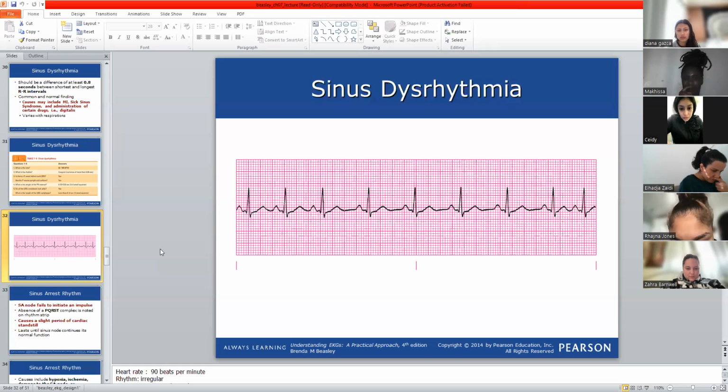All the QRS complexes look alike. They're all uniform. The time I would say is 3 small squares, less than 12 seconds. Less than 12 seconds. Very good. So what is your interpretation? Sinus dysrhythmia. Very good. Perfect.